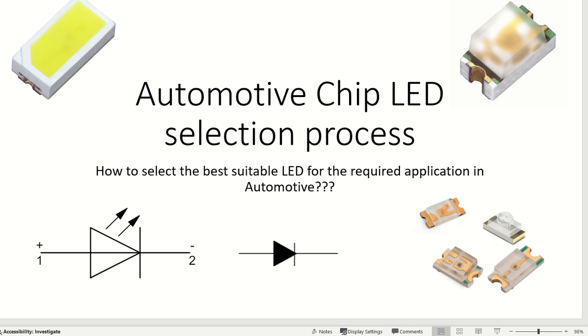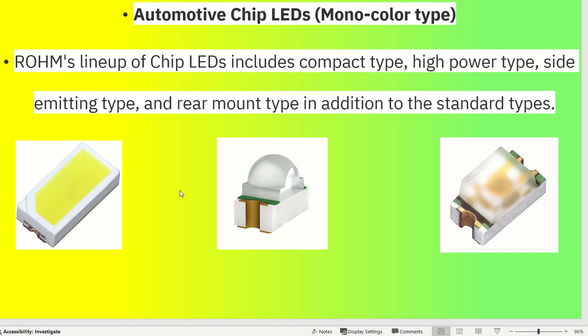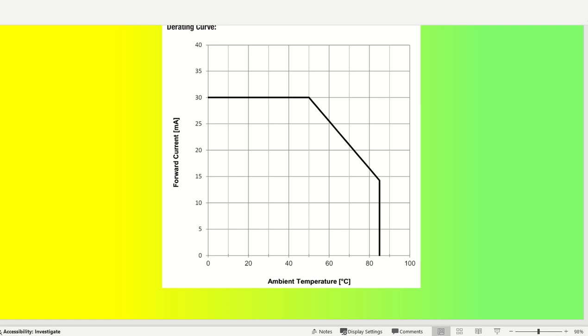So I'm going to take an example from ROHM Semiconductor, because there are various manufacturers like Lite-On, SunLED, Kingbright, and Würth Electronics. So we'll be taking ROHM Semiconductor, which I feel can give you a better understanding.